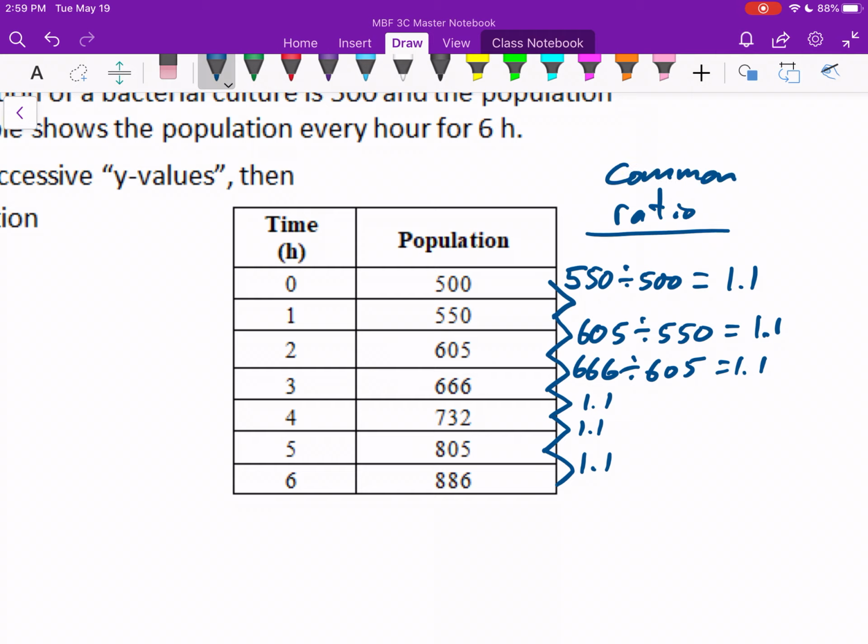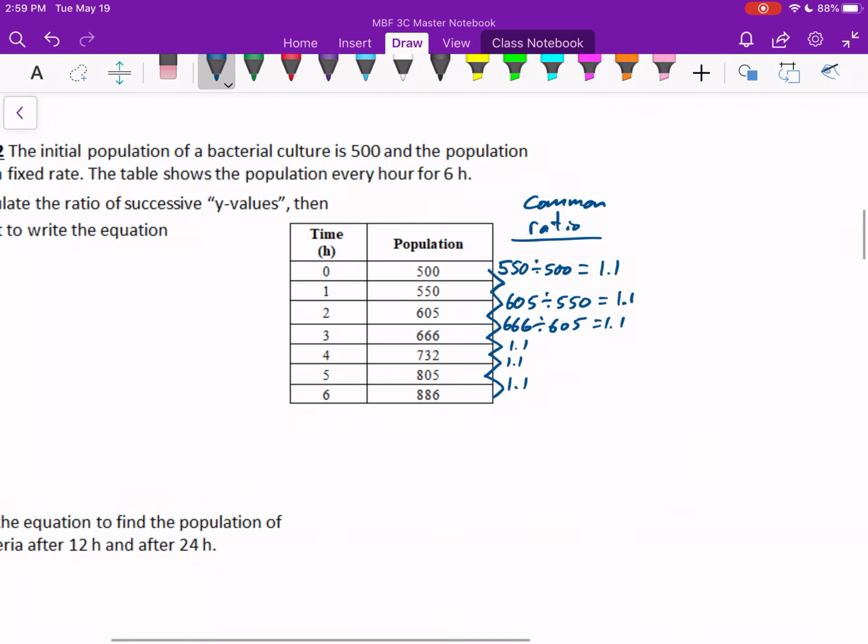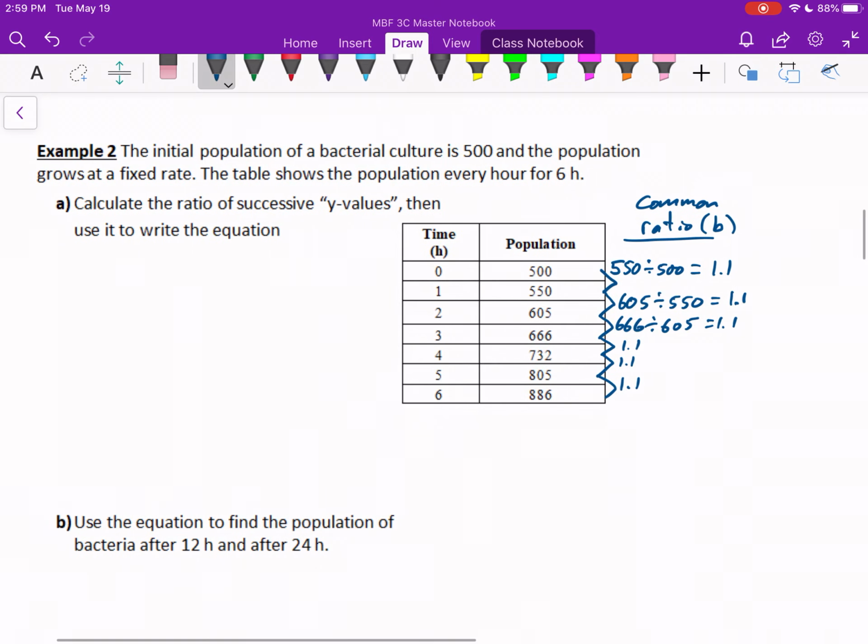Okay, so my common ratio is 1.1. That's also going to be the b value of my equation. So let's go back to the equation. y equals a, starting amount, times b to the x. That's the form of the formula.